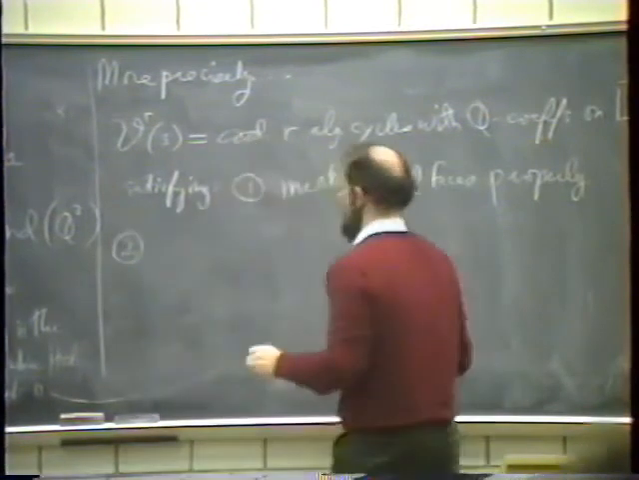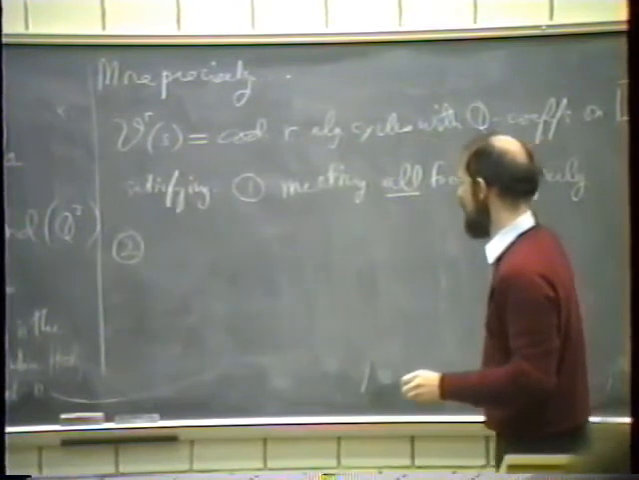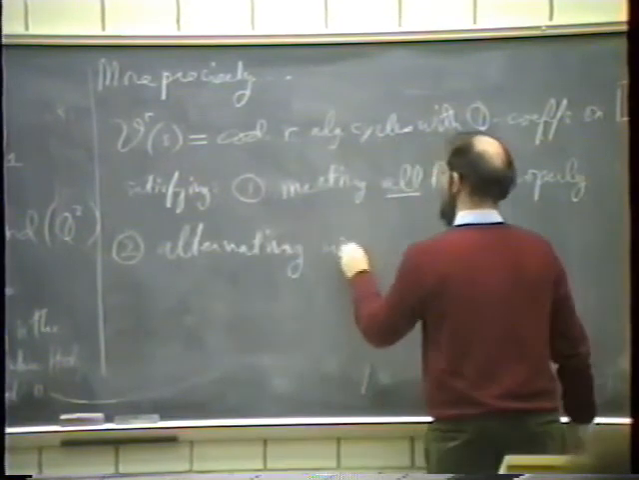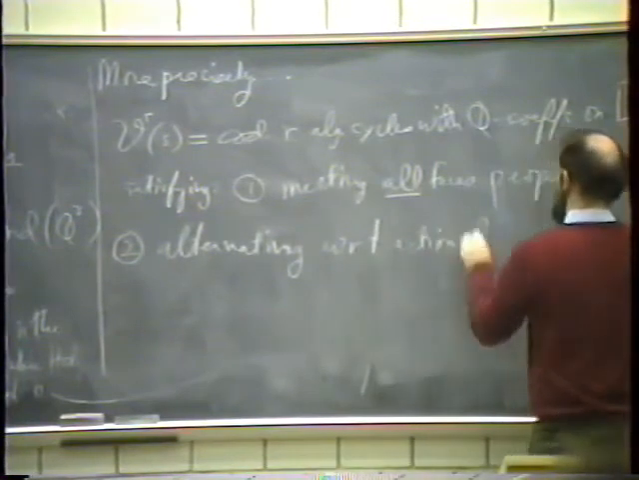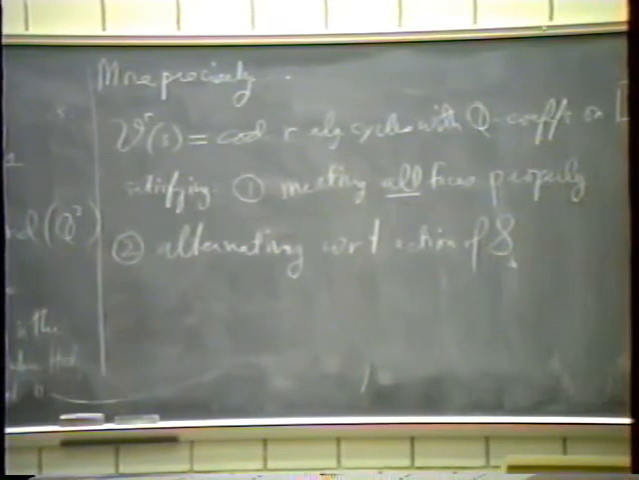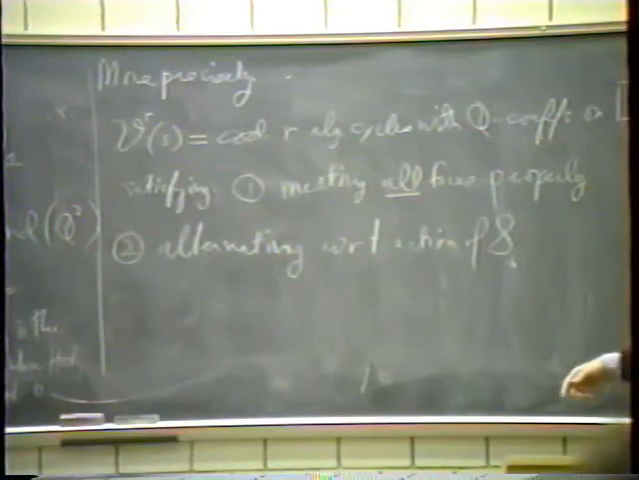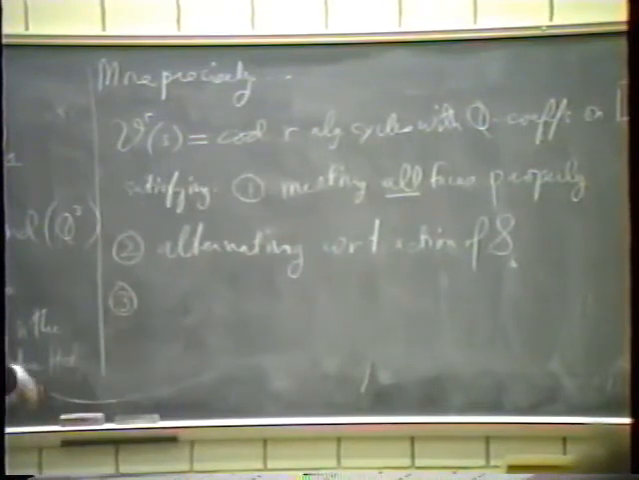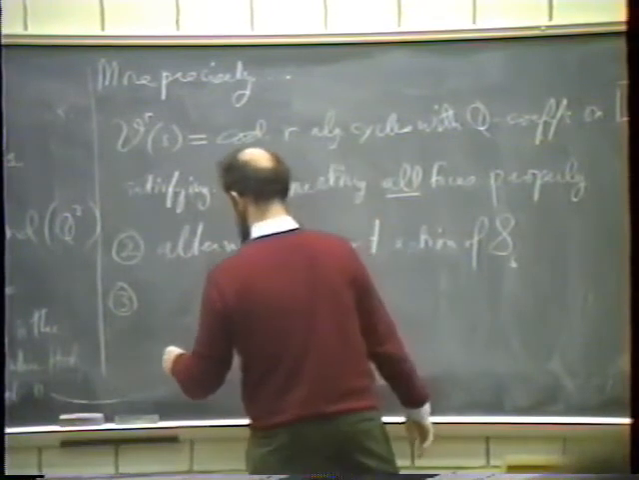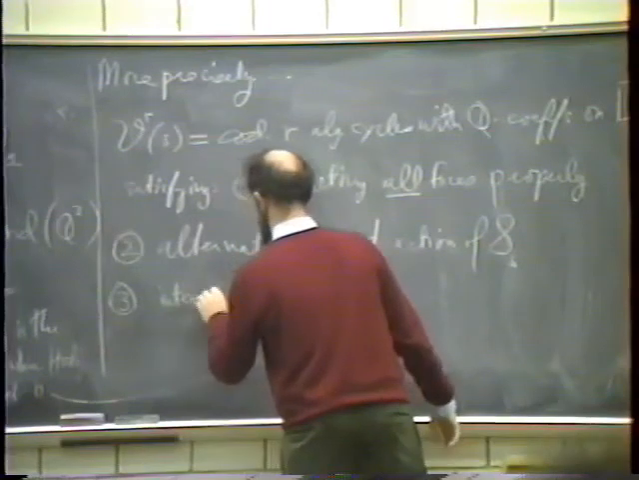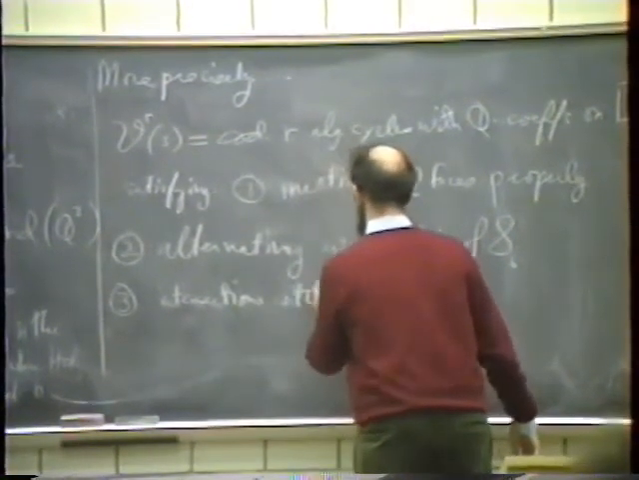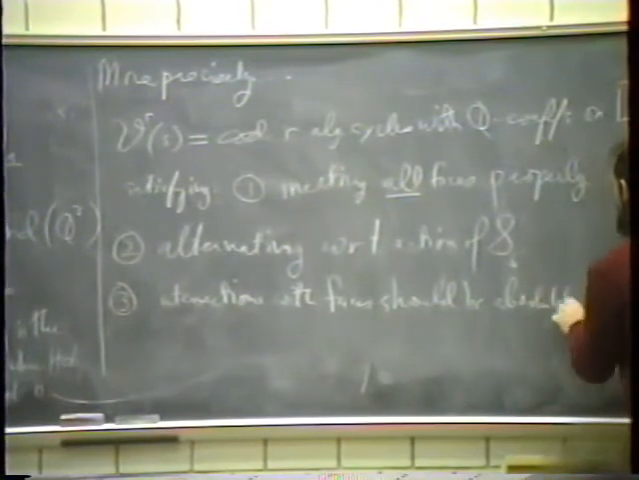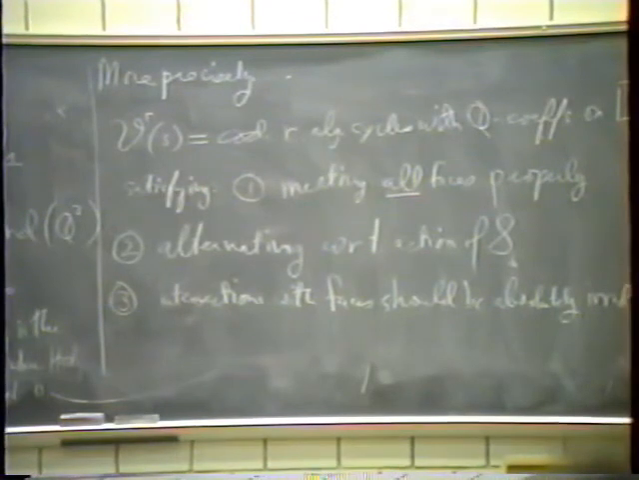Second condition is that the cycle should be alternating with respect to the action of the symmetric group on S letters, which acts on the factors here. We require the cycle to alternate sign. And third condition, harking back to that remark I made over here, is that the intersections with faces should be absolutely irreducible as varieties over F. That's a technical condition.